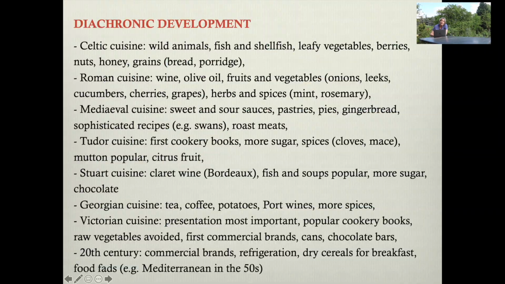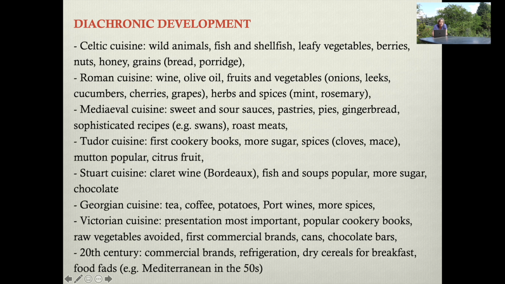Of course, such an approach can be taken to food as well, and we could discuss British cuisine through the perspective of diachronic development. And here we have a slide with some typical new foods or fashionable foods in different historical periods. So from the Celtic cuisine through Roman, medieval, then Tudor, Stuart, so 16th century, 17th century, Georgian cuisine in the 18th century, Victorian cuisine in the 19th century, and to the modern time. And you can see that of course the availability of different foodstuffs was different.